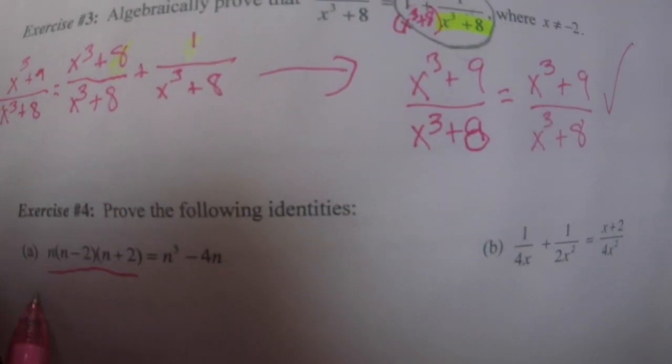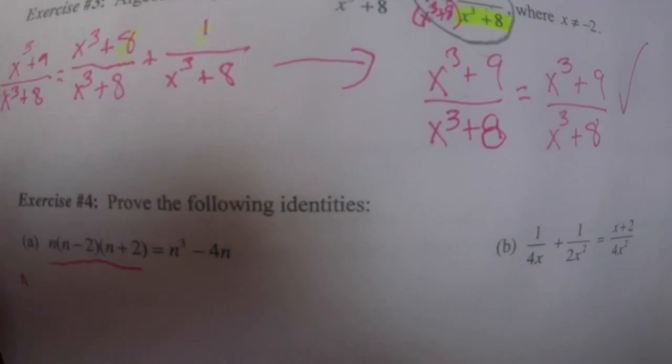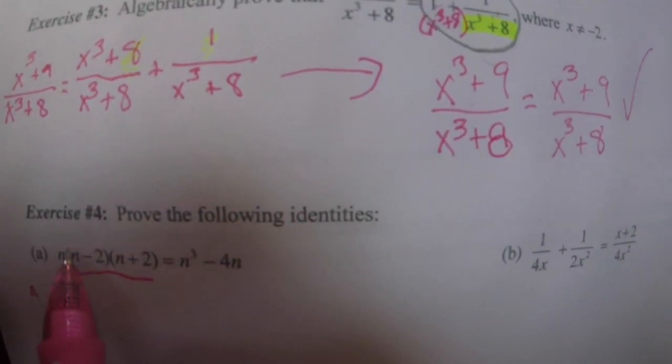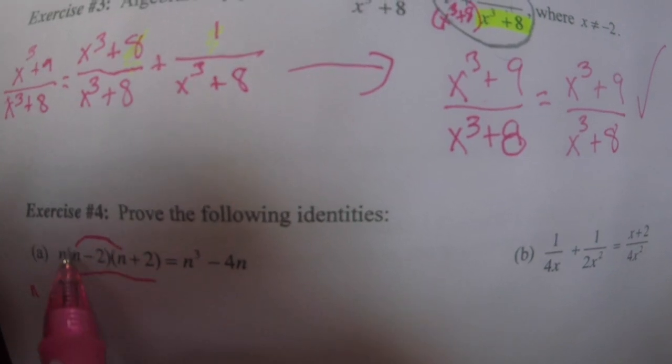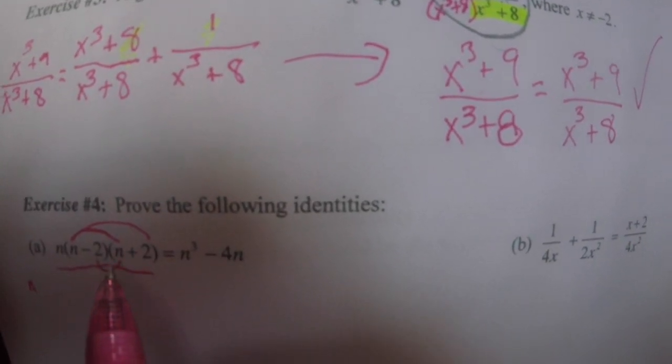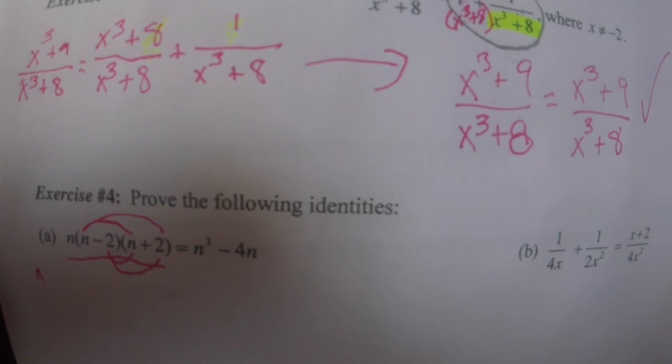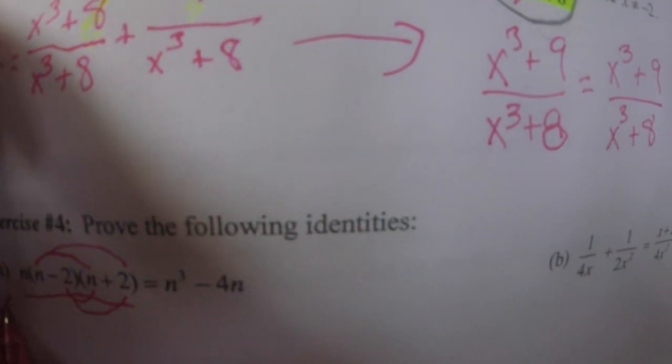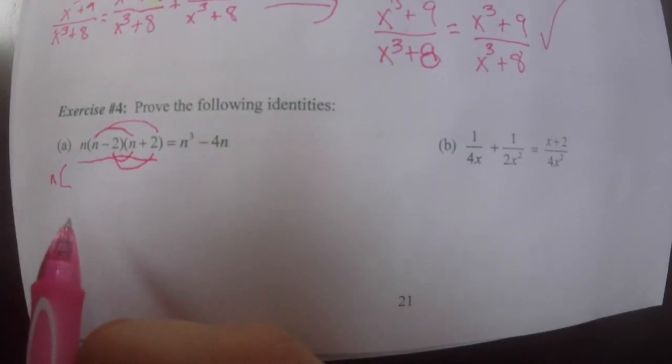I'm going to do my double distribution first. So I have that n on the outside, and I'm going to double distribute: n times n, n times 2, negative 2 times n, negative 2 times positive 2. And what am I left with when I multiply that out?